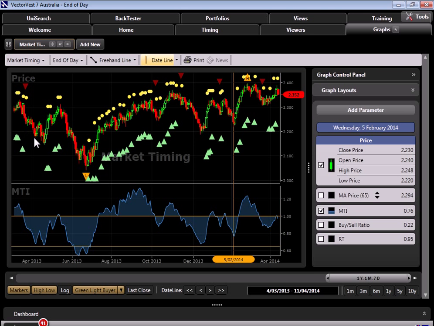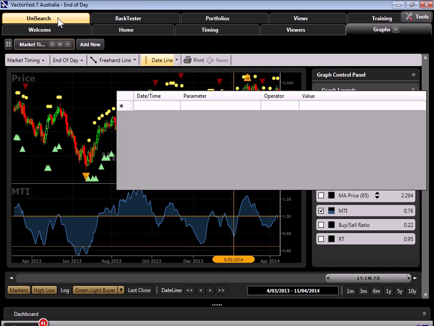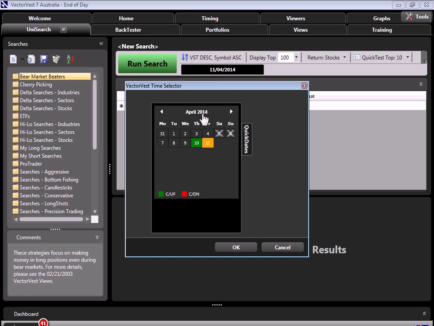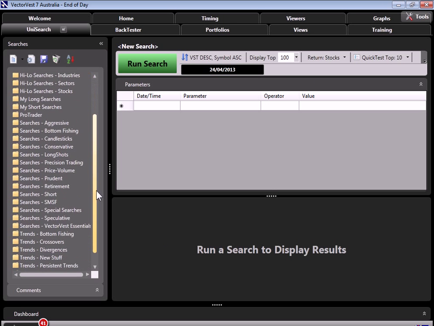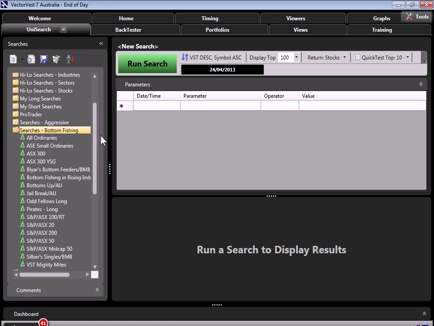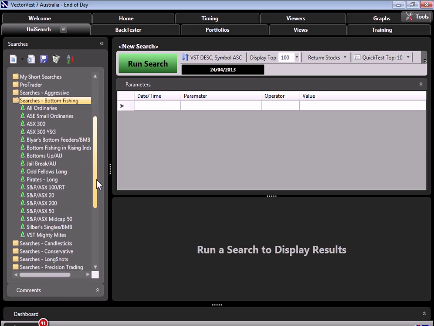So these are some of the situations that I'm going to use in our case studies next. I'm going to move us from a market timing graph into the Unisearch tool, and I'm going to take the date up at the top to that first situation back on the 24th of April of 2013. I'm going to scroll us down to the bottom here and open up our searches bottom fishing folder. And I'm only going to highlight a few of the better performing searches. Any of these searches generally will produce some substantial gains during those blast-off phases.